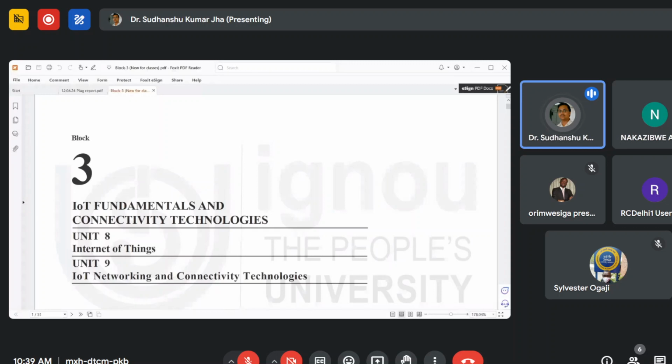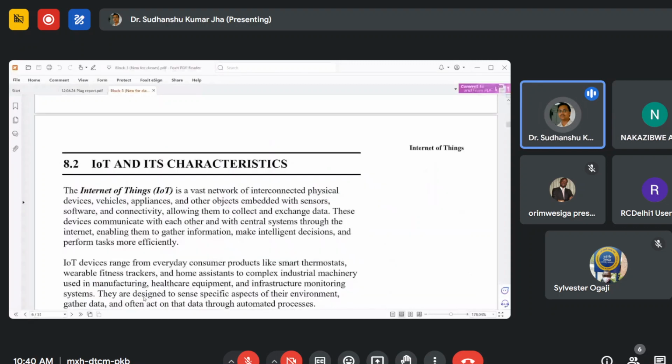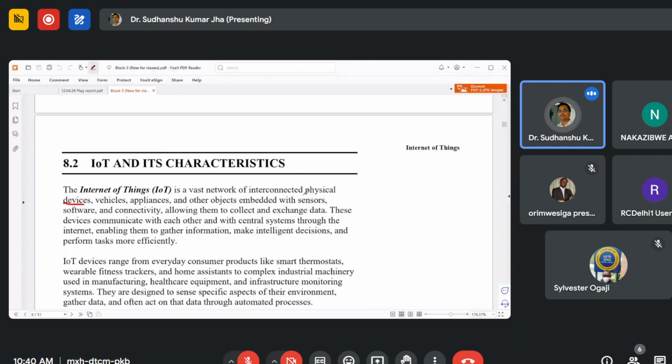So the Internet of Things requires a very vast interconnected network of physical devices. The physical devices may be anything. It may be your vehicles, your home appliances, and any kind of object which is embedded with sensors, software, and connectivity to collect and exchange data.